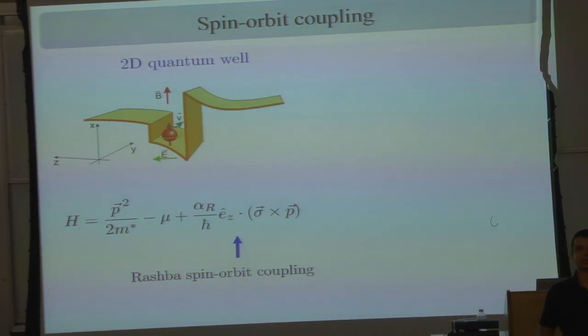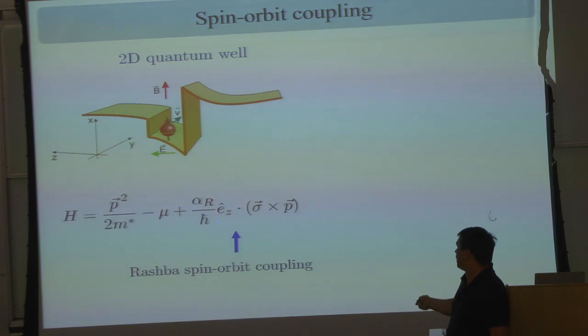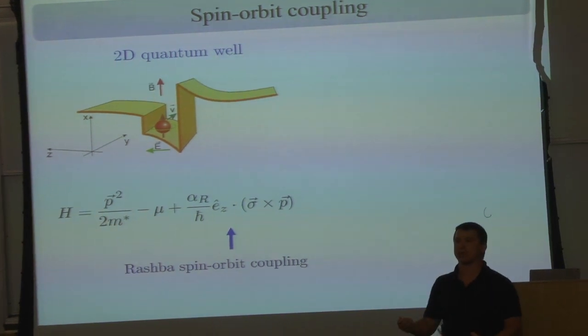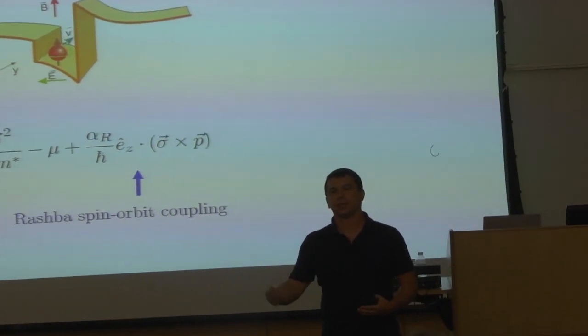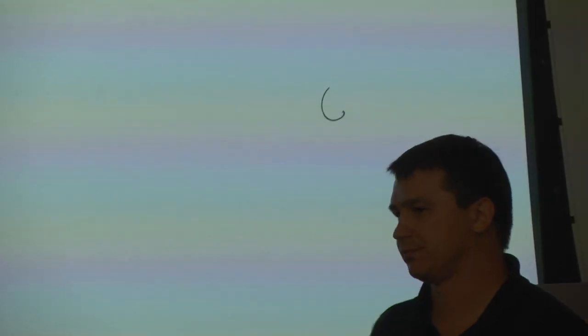The way to understand this term, if I massage this equation a little bit, I can go to the rest frame of a moving electron, and I can show that this Hamiltonian can be obtained just by saying that in the rest frame of the electron, there is a Zeeman splitting of the electron, which is momentum dependent. Okay? And that's how Rashba spin-orbit coupling appears in heterostructures.